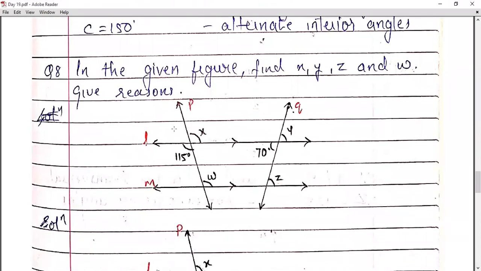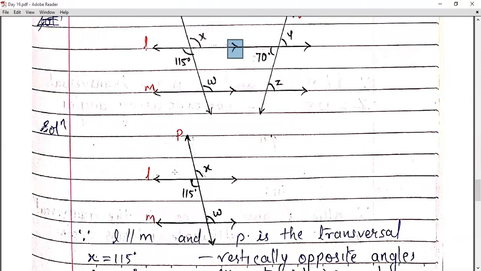Question number 8. In the given figure, find X, Y, Z and W and give reasons. You can see these are the arrow signs. Again, I have named the parallel lines as L and M, the other two lines as P and Q. P and Q will be acting as transversals since L and M are given parallel. So taking part of the diagram, the two parallel lines and the transversal P, the angles formed are X, 115 and W.